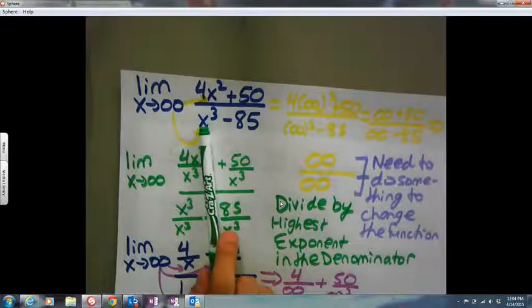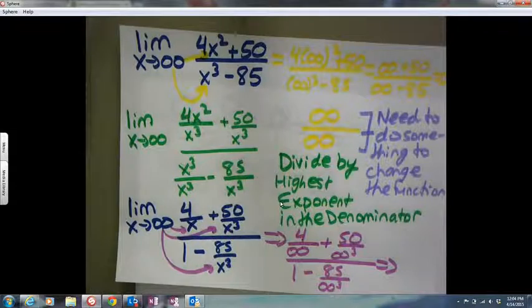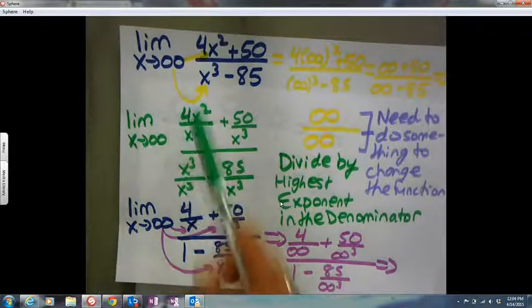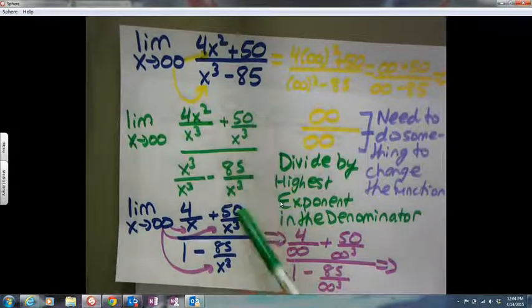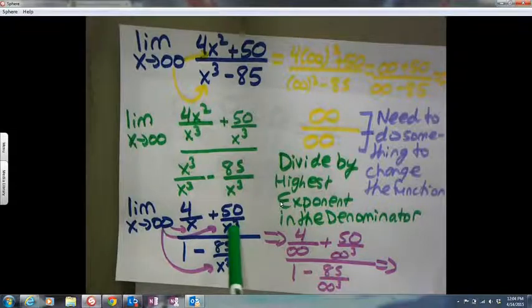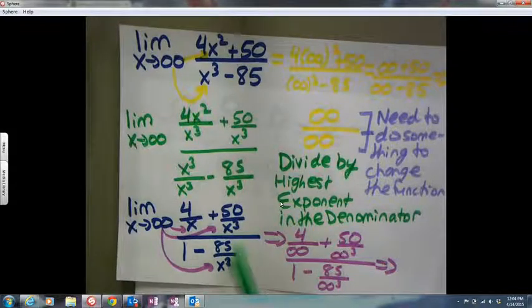The biggest exponent, so we divided by that. So each term got divided by x cubed. So 4x squared over x cubed is 4 over x, because x squared over x cubed leaves 1 x. There are no x's here, so that stays as 50, and the bottom is x cubed. X cubed divided by x cubed is 1. 85, no x's here, divided by x cubed. Then I just plugged in infinity.